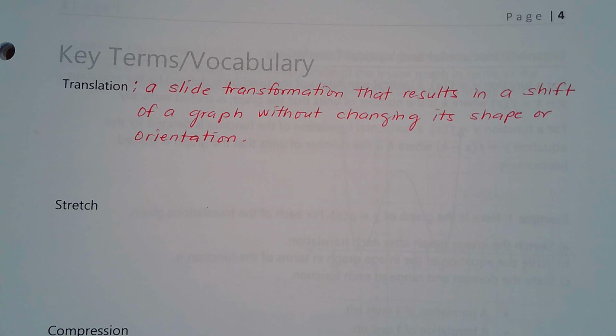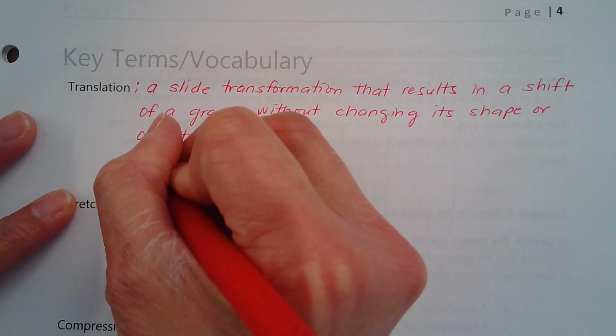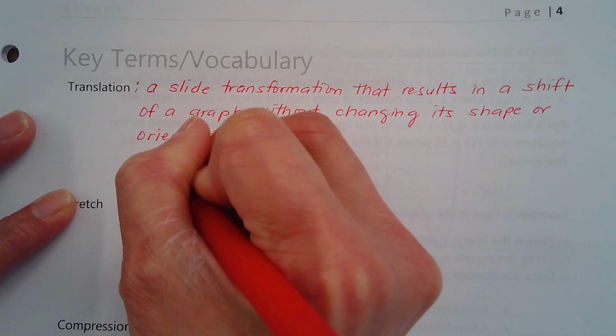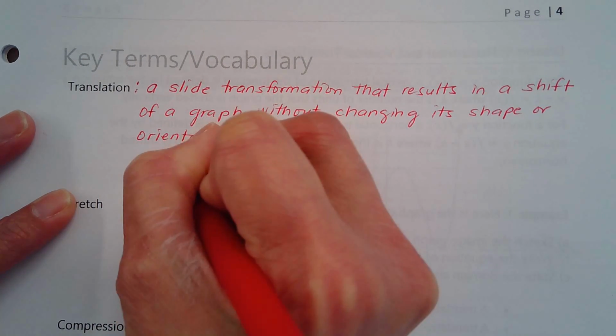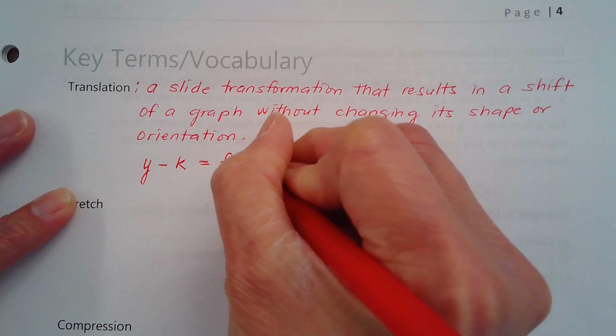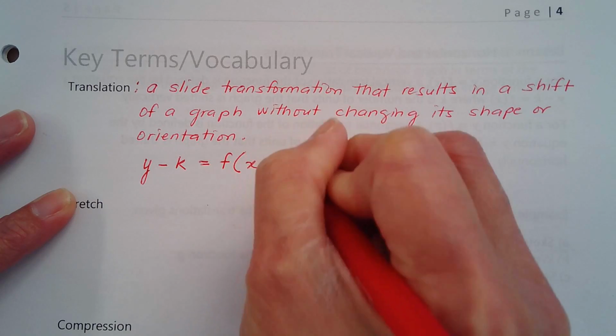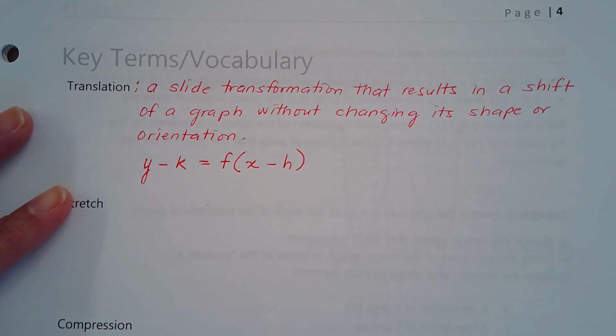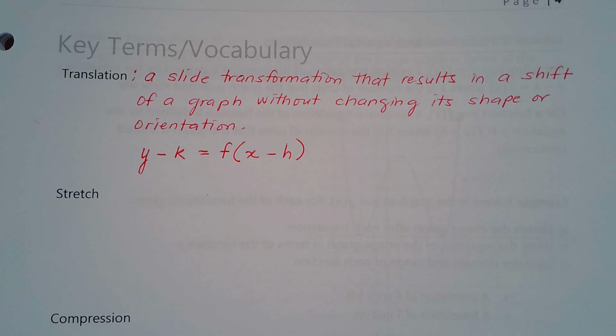Now I'm gonna write down something in here, and we're gonna spend a little bit of time discussing it right away. y minus k equals the function x minus h. Okay. So the word translation is just changing the value for k and the value of h.